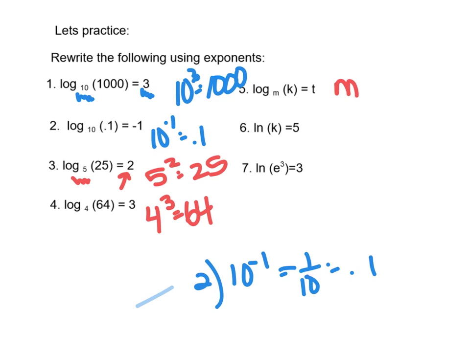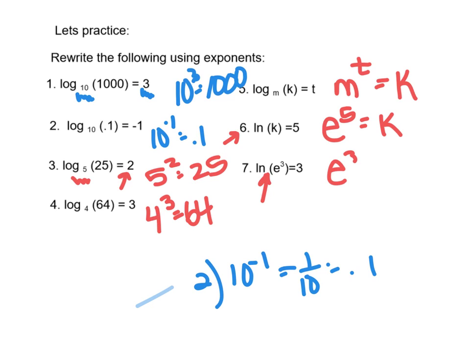On this side, you would just have m is the base, t is the exponent, equals k. M to the t equals k. Number 6, again, it's natural log. It's e to the 5th power equals k. And on 7, you would have right here base e. So e to the 3rd equals e to the 3rd. And that's a true statement.